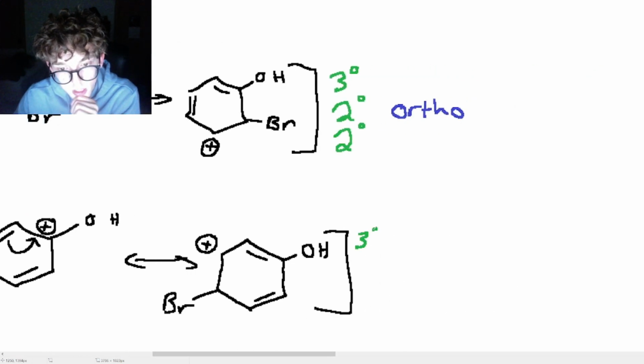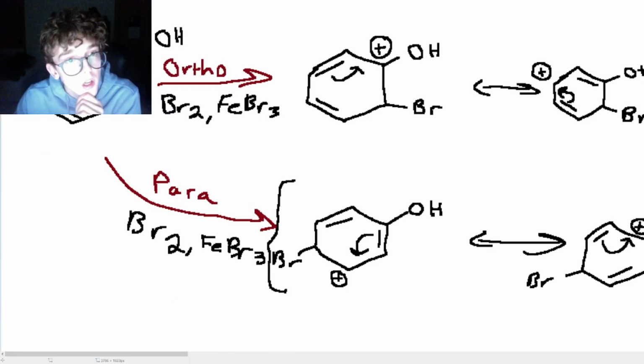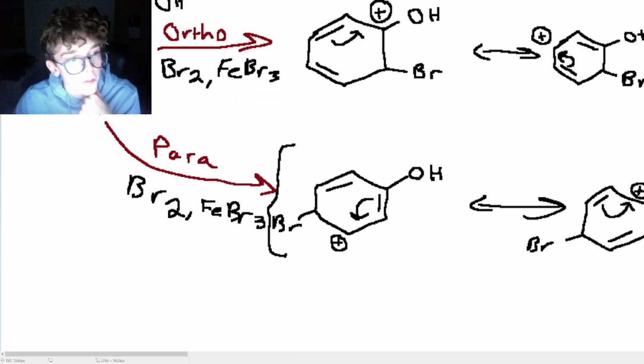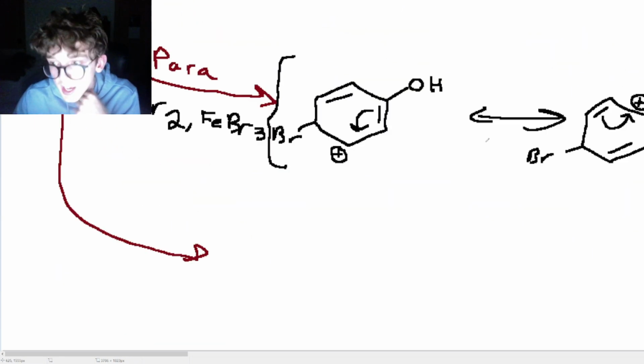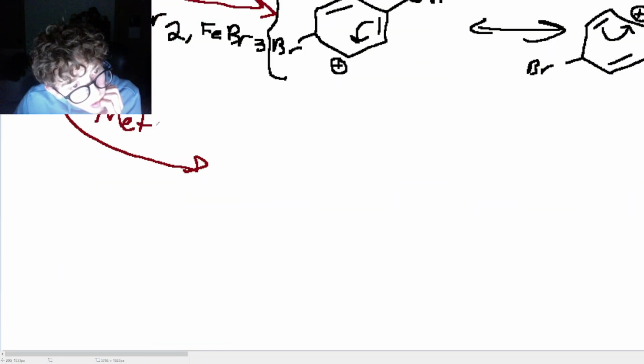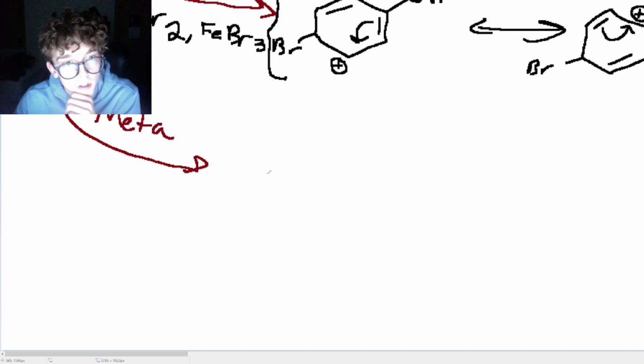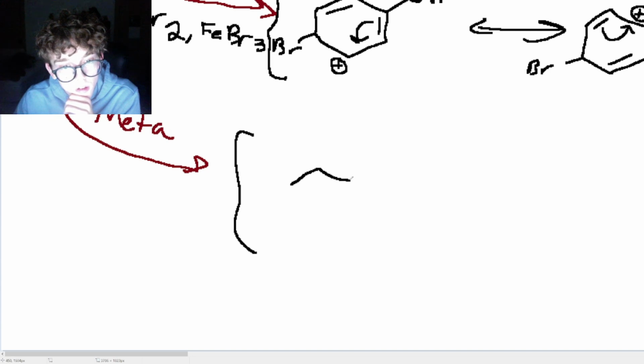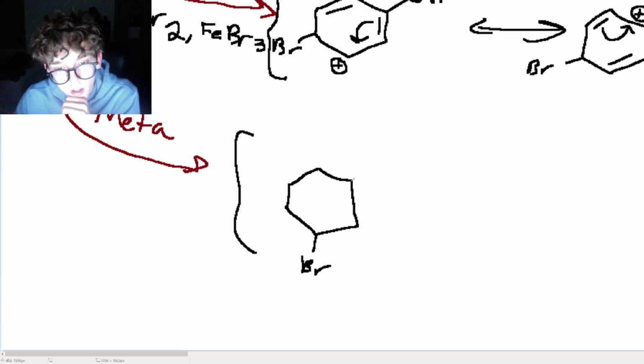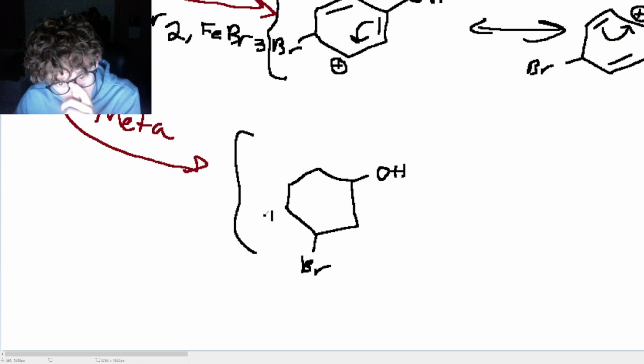We'll get into why those percentages are a little different in just a moment, but I do want to draw meta before we do that, just so we can see the difference. Now for the final one, a meta attack. If we attach it in the meta position, that would be there. We would attack these pi electrons and put the positive charge here. Pi bond, pi bond.